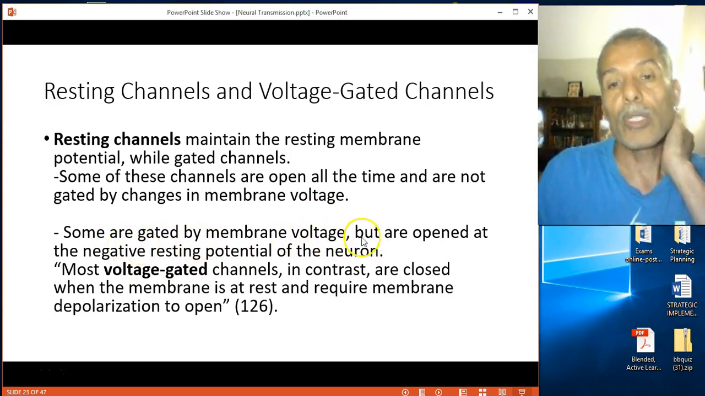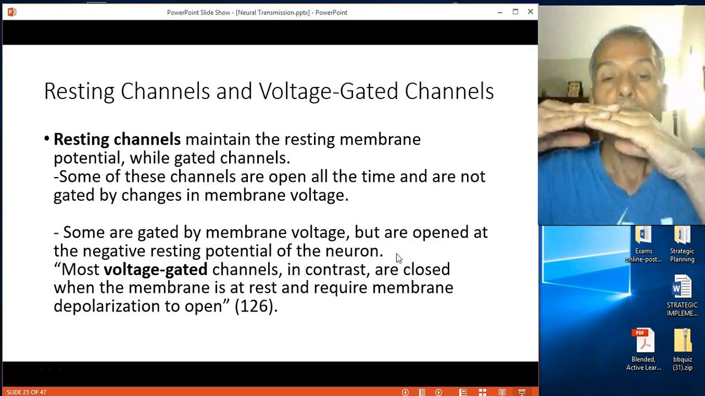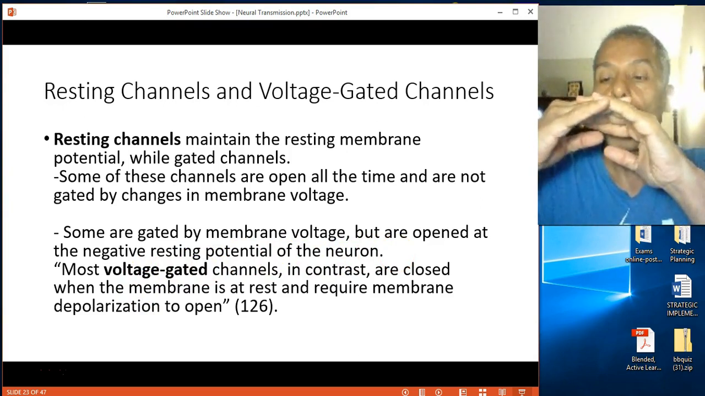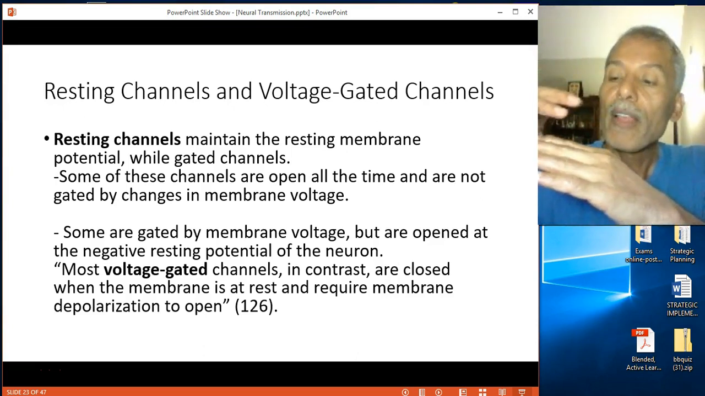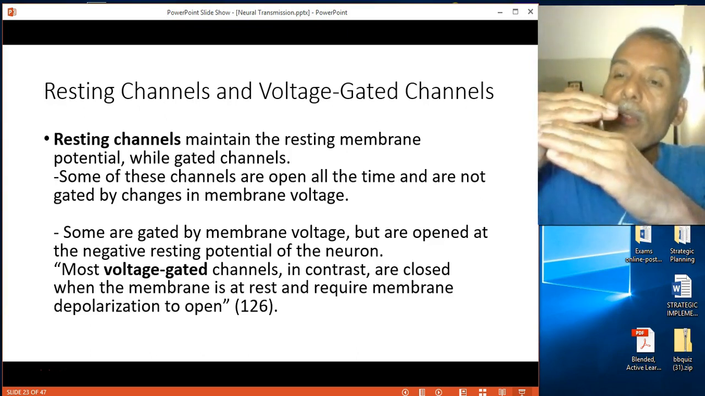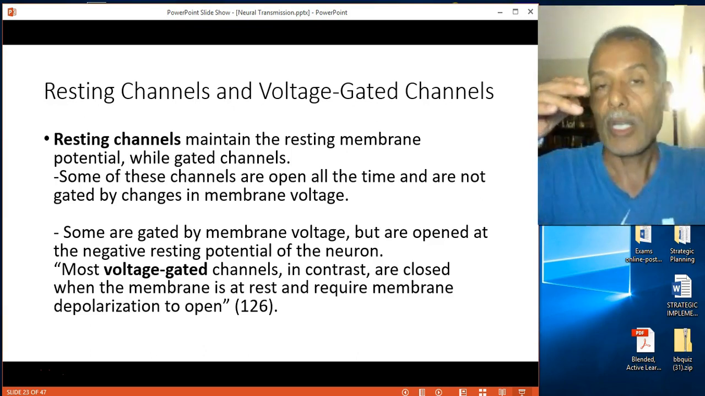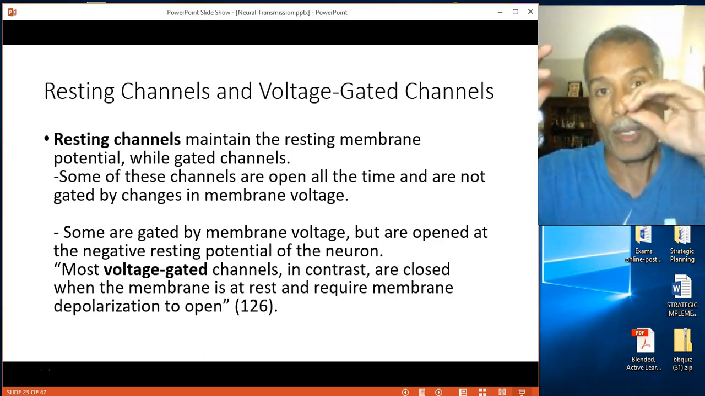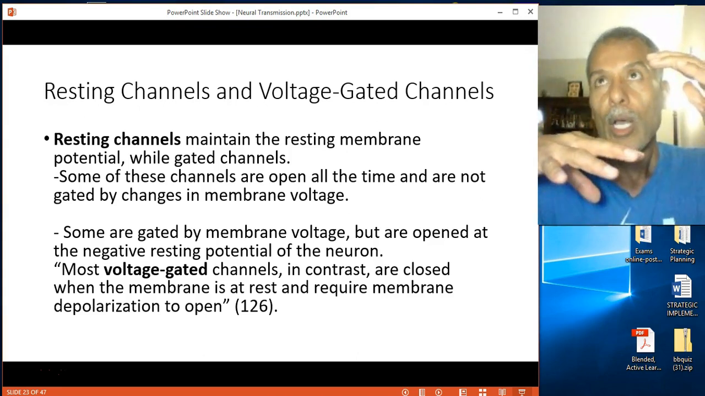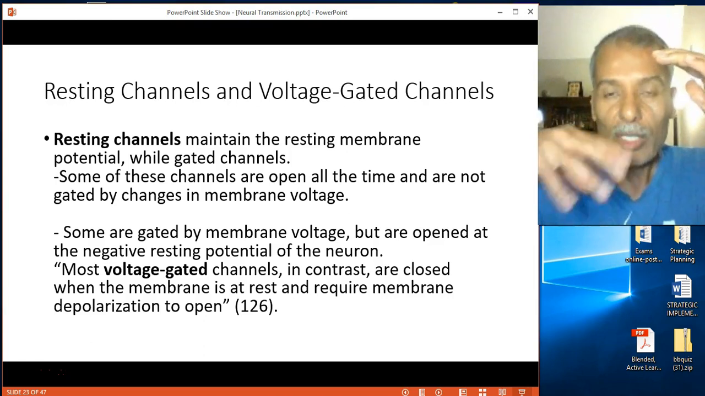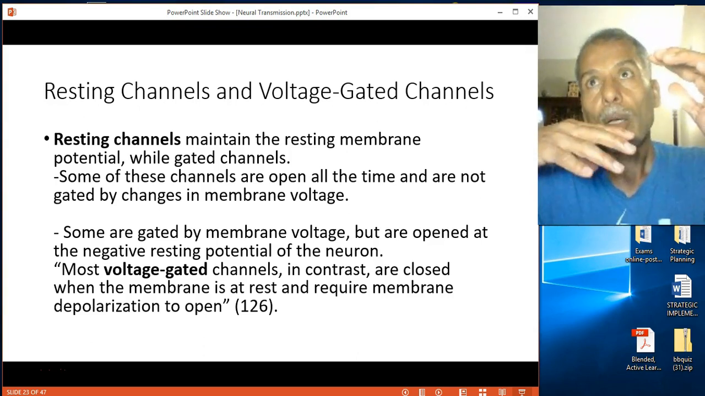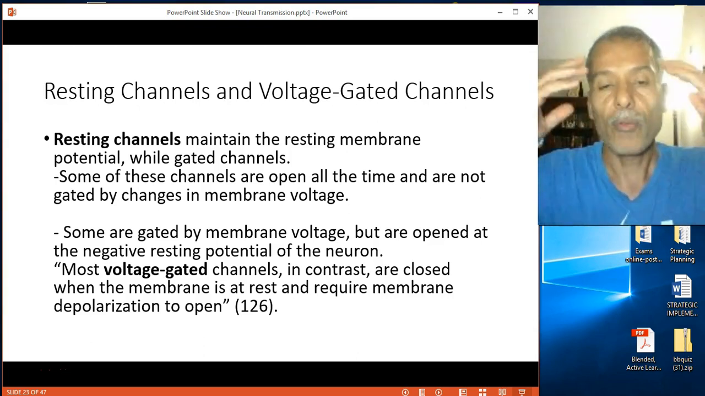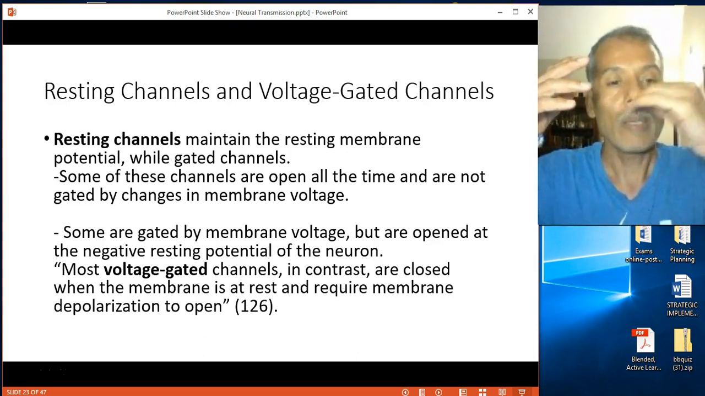So some channels are gated by membrane voltage, but are open at the negative resting potential of the nerve. So for example, they are gated, but they are gated by an electric charge. If the electric charge reaches a certain level, then these gates open. Say, for example, a neurotransmitter comes in, it's going to bring in a lot of sodium, it will increase the positive charges inside, will decrease the negative charges, and as a result, that is going to change the conditions of the cell membrane.